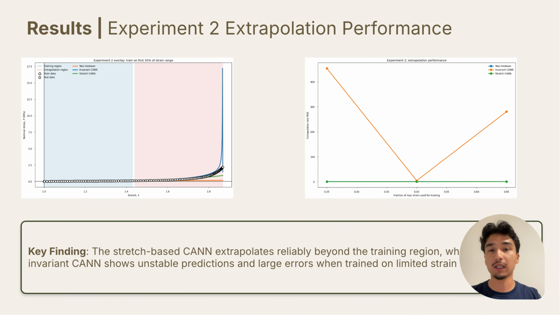The second experiment evaluates the model's ability to extrapolate. In this case, the models were trained only on a lower portion of the strain range and then tested on higher strains that the model had never seen before. The left plot shows a training region and extrapolation region, while the right plot quantifies prediction error.